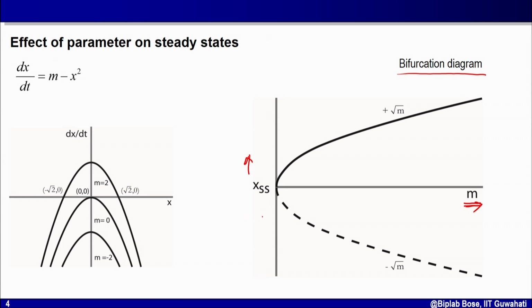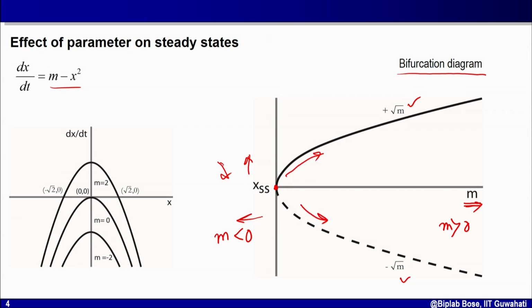So obviously when m is negative, m is less than 0, I have no real steady state, so nothing is shown in this region. When m is equal to 0, this position, I have only one steady state, so I have 1 point. And for m greater than 0, for all positive values, I have this quadratic form. So I have two solutions, plus square root of m and minus square root of m. So I get two curves like this.